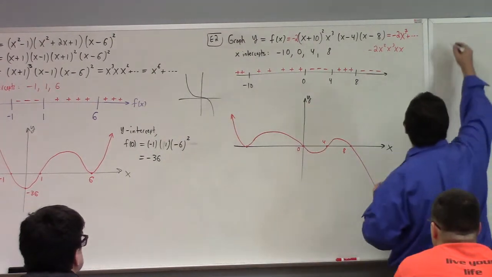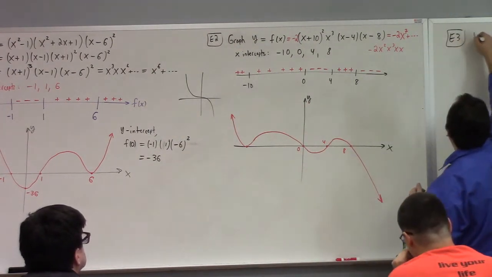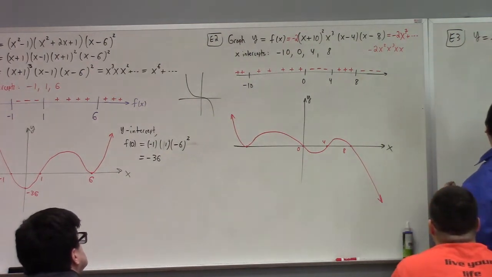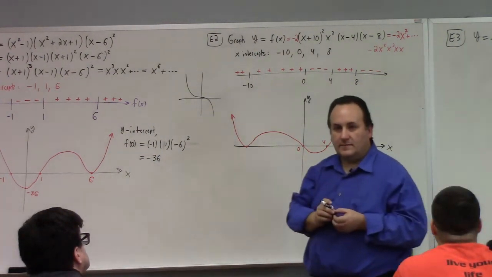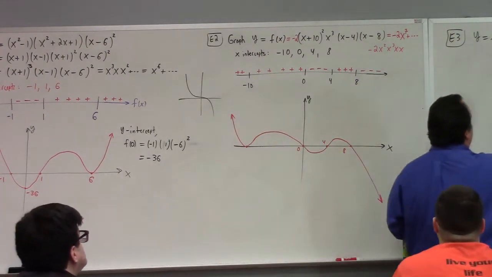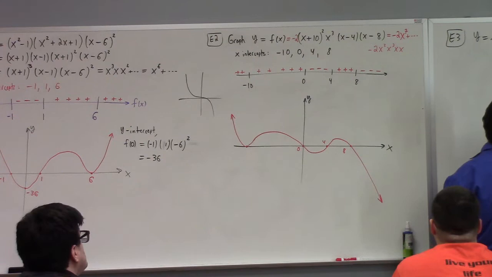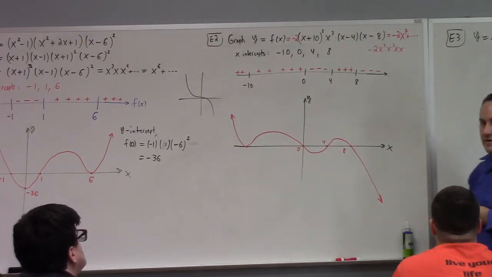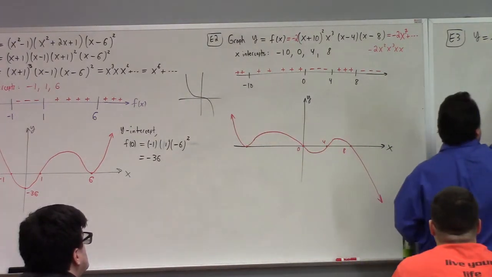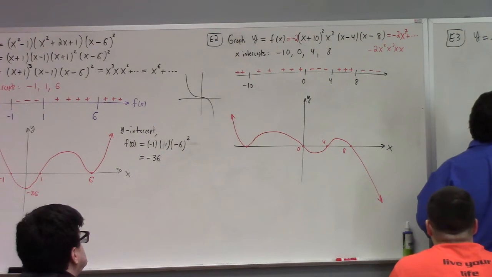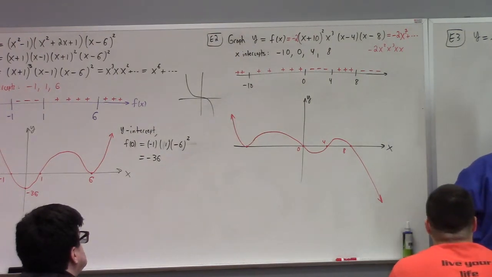I'll try to go a little bit faster through this example. Example 3, we could have y equals f of x equals x squared minus 6, quantity squared. Here's a different one. And so how do you factor this? This is x plus the square root of 6, x minus the square root of 6, all of that is squared, yeah? So how do you square a product? You square the factors. So this is literally x plus the square root of 6 squared, x minus the square root of 6 squared.